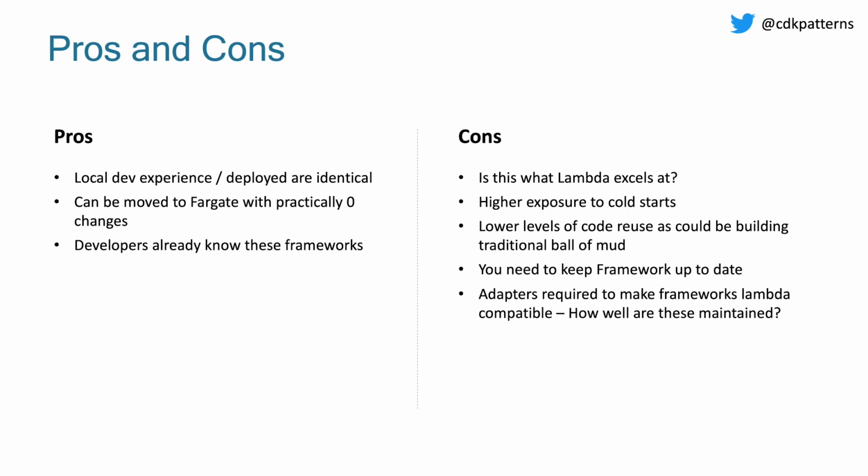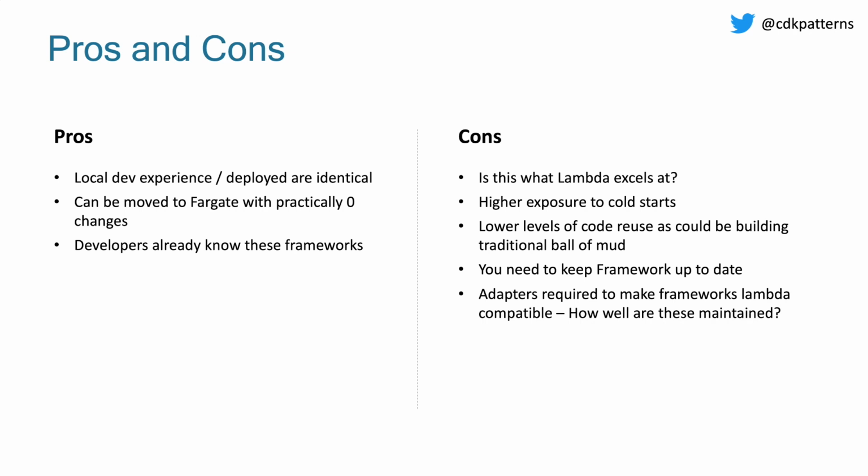Now, the cons are, is this really what Lambda was built for? Is it what it excels at? If you really think about what you're doing, as I mentioned in the last pattern, the more code you put in a Lambda, the longer the cold start, the slower it gets. So Lambda was designed for small snippets of code that are independent and execute quickly, whereas this is really more like a persistent web server put inside a Lambda.